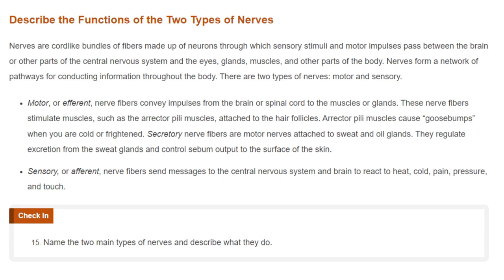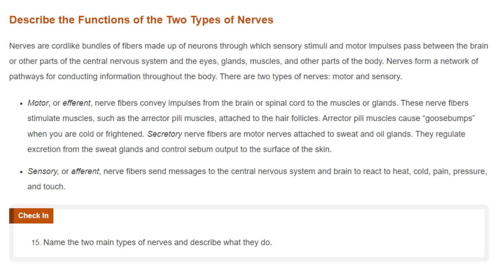Secretory nerve fibers are motor nerves attached to sweat and oil glands. They regulate excretion from the sweat glands and control sebum output to the surface of the skin. Sensory, or afferent, nerve fibers send messages to the central nervous system and brain to react to heat, cold, pain, pressure, and touch.